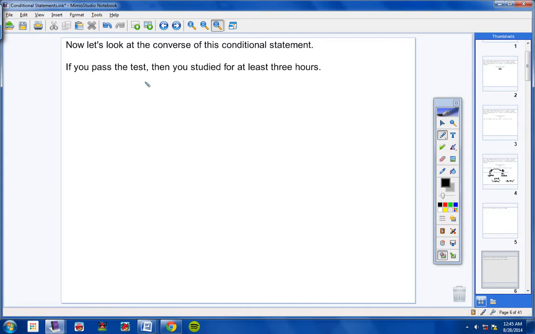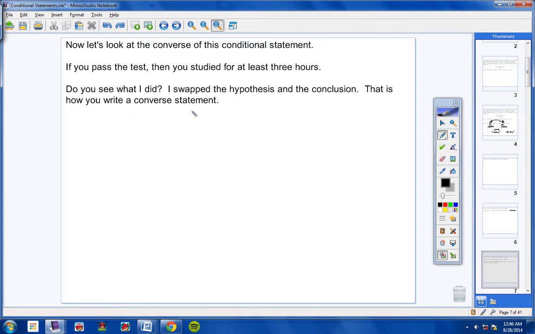Here it is. Write this in your notes, please. If you pass the test, then you studied for at least 3 hours. This is called the converse. Please write that down. Do you see how I switched things around? The other statement said, if you study for at least 3 hours, then you will pass the test. Now I'm saying, if you pass the test, then you studied for at least 3 hours. So when you swap the P and the Q, we call this the converse of the original statement, the converse.